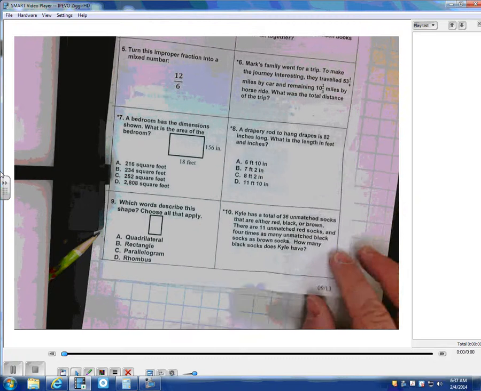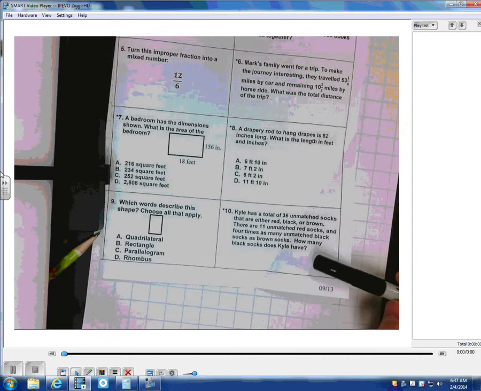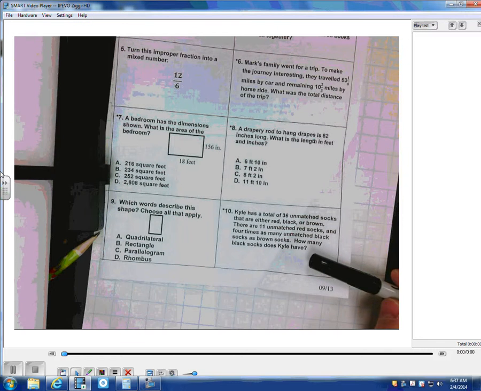All right, let's look at the last one, number 10. It says Kyle has a total of 36 unmatched socks that are either red, black, or brown. There are 11 unmatched red socks and 4 times as many unmatched black socks as brown socks. How many black socks does Kyle have? So let's look at this one.